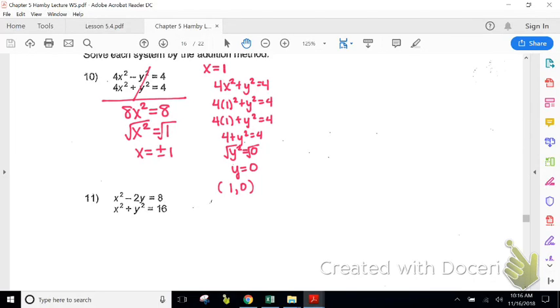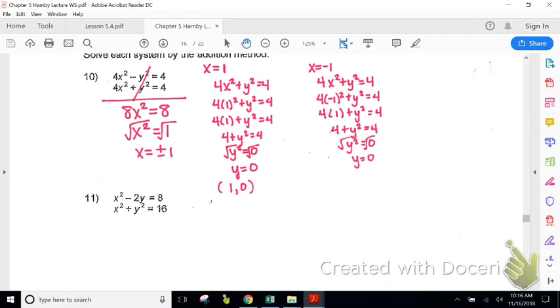And then when x is negative 1, I'm going to use the same equation. Looks a little familiar, right? And so we found when x was negative 1, our y was also 0. And so these are my solutions.